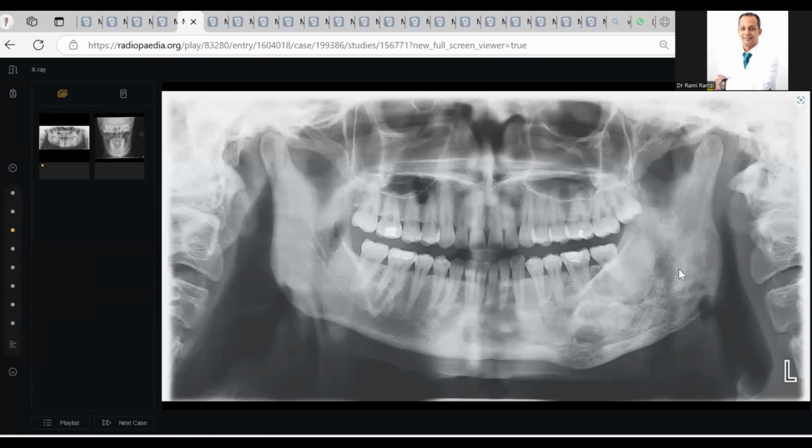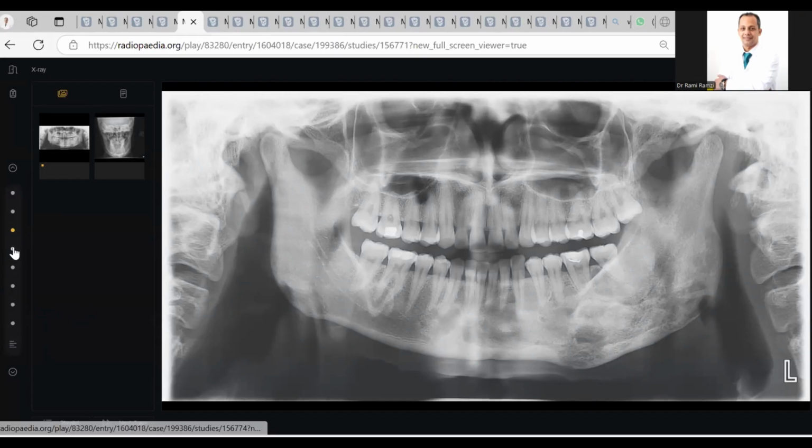Here is the mandible of the same patient. There is also an expansion of the ramus of the mandible on the left side. So this is again showing a metastatic involvement secondary to a breast CA, and a bone scan can be done. Look at the cortex, please. Is it intact or not?